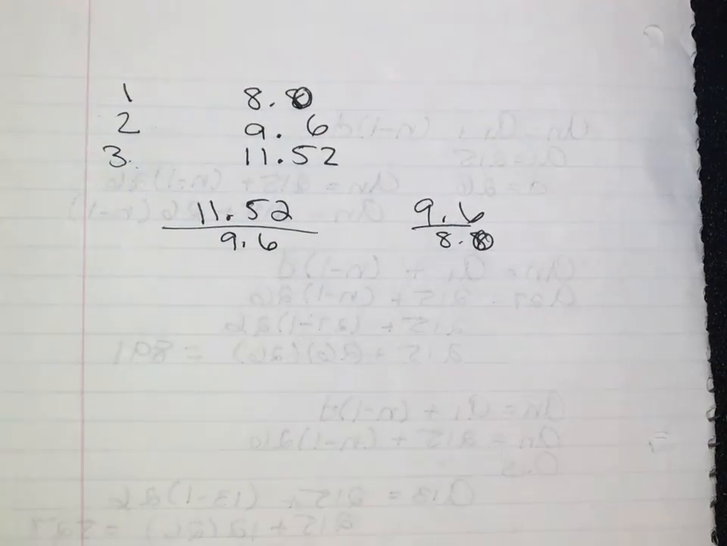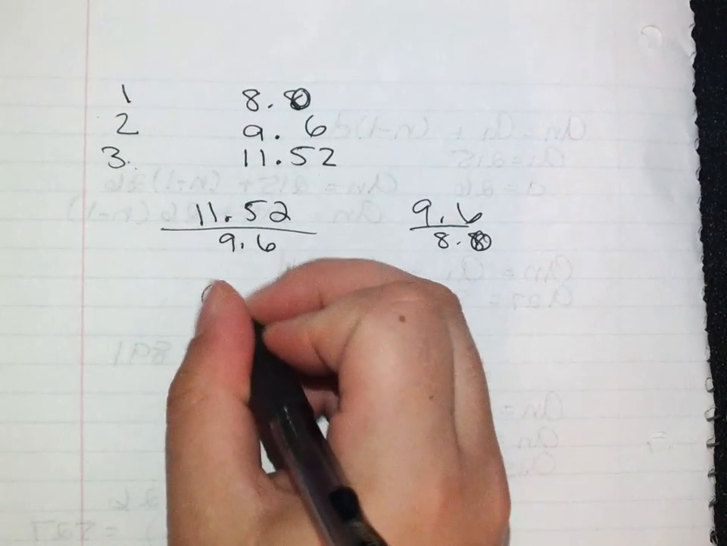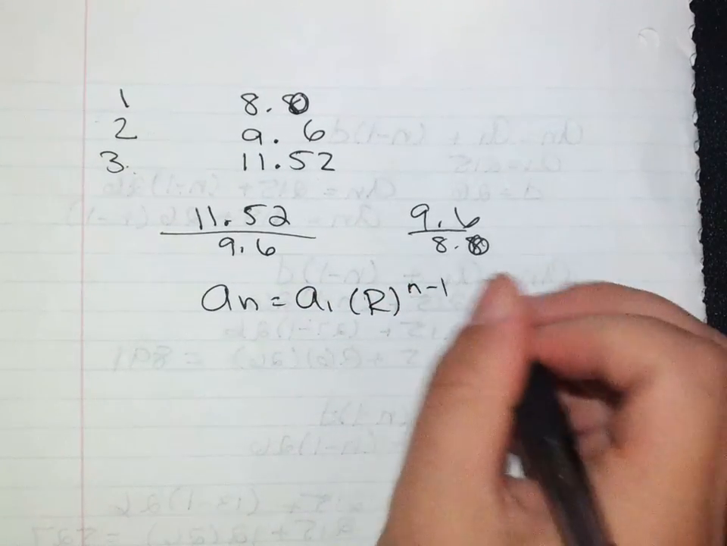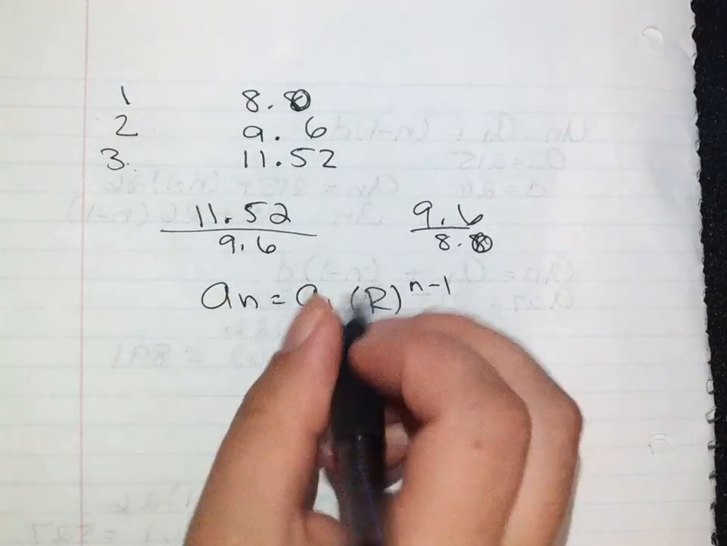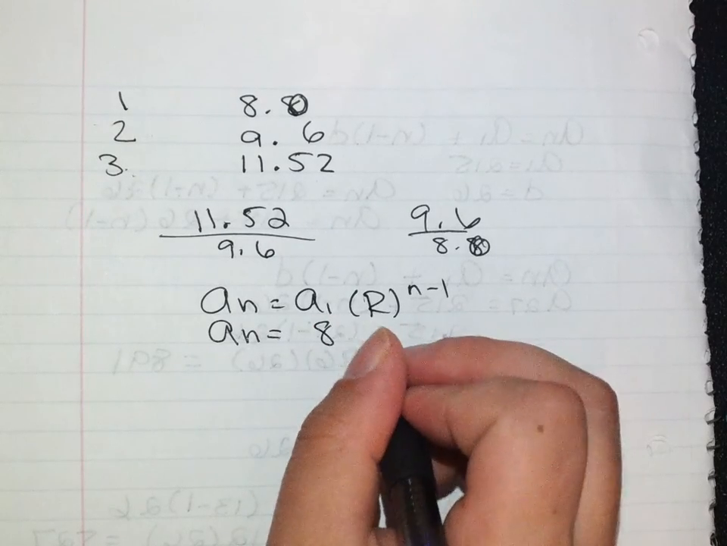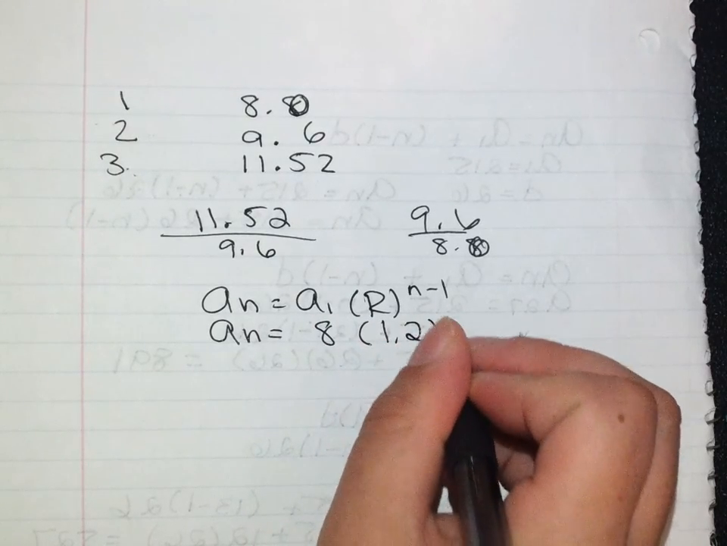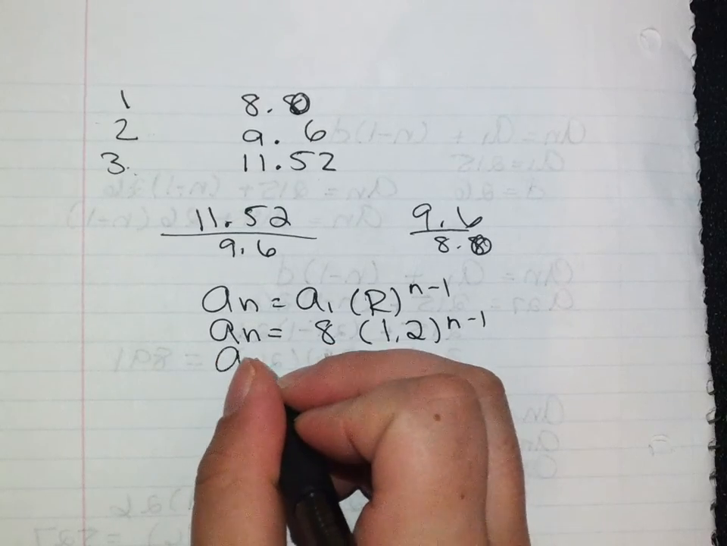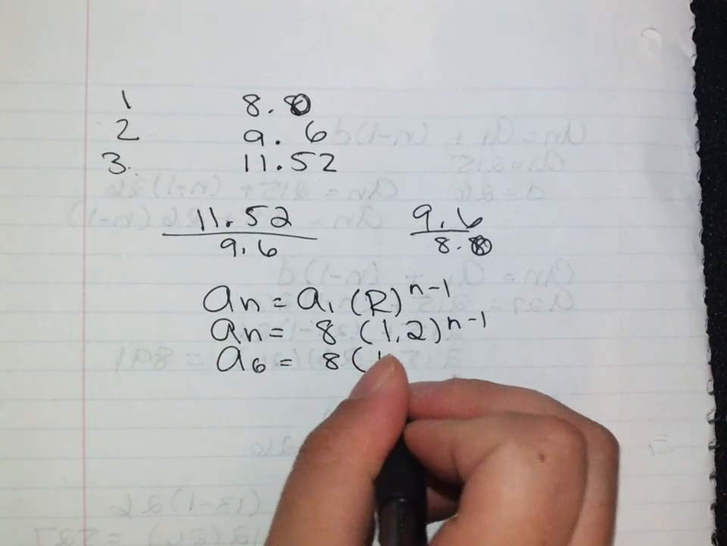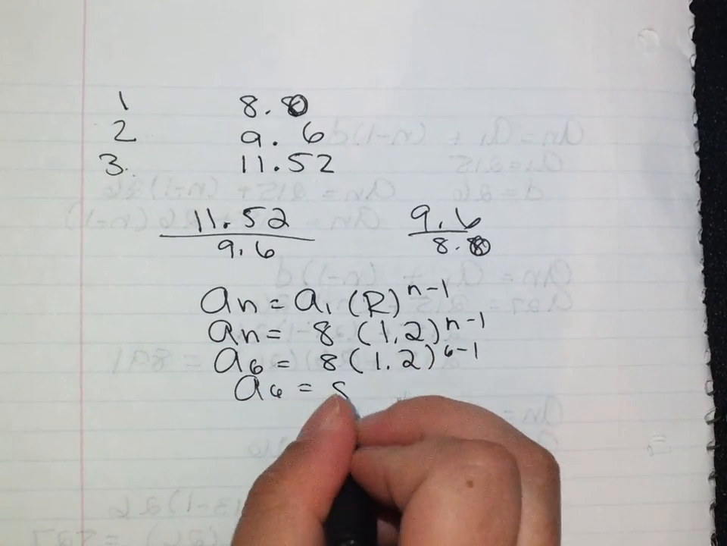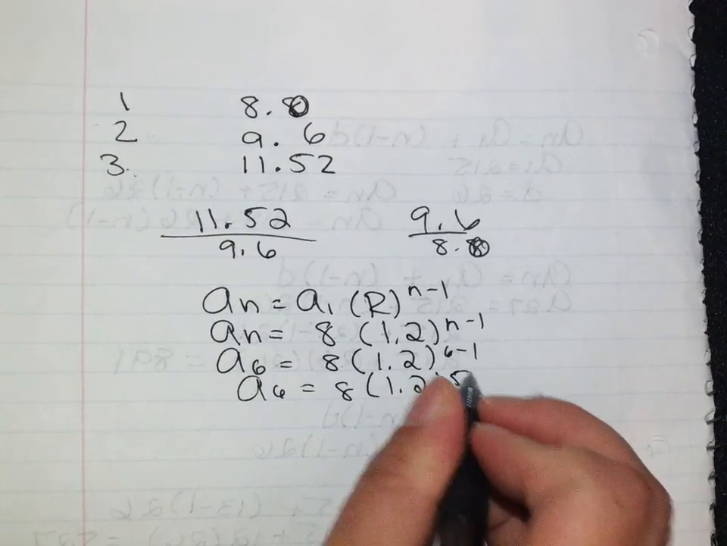So let's look. Remember, geometric sequence, a sub n equals a sub 1 times the ratio to the n minus 1. So we already know our ratio, and we already have a sub 1. So a sub n equals 8 times 1.2 to the n minus 1. And they want us to find out what his wage will be at year 6. So a sub 6 equals 8 times 1.2 to the 6 minus 1, or a sub 6 equals 8 times 1.2 to the 5th.